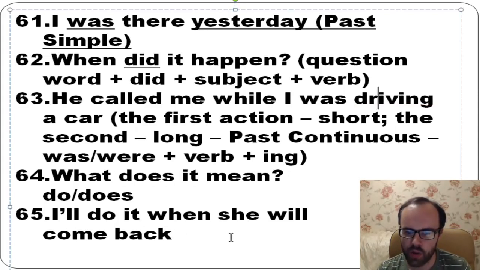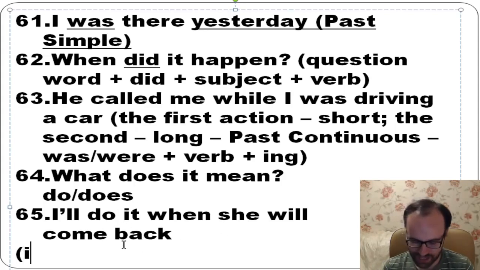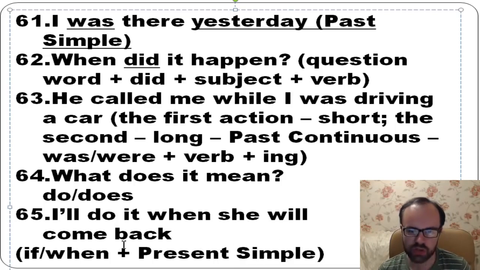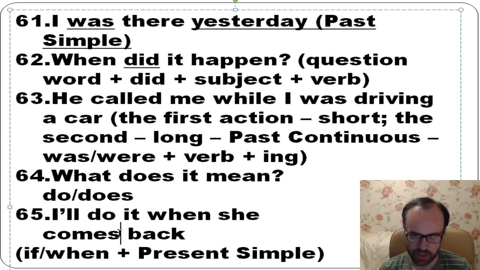I'll do it when she will come back. So it's the same rule that if you have if or when, you use present simple. You can't use future simple. So I'll do it when she comes back, not when she come back, because she, he, she, it, don't forget to use s: when she comes back.